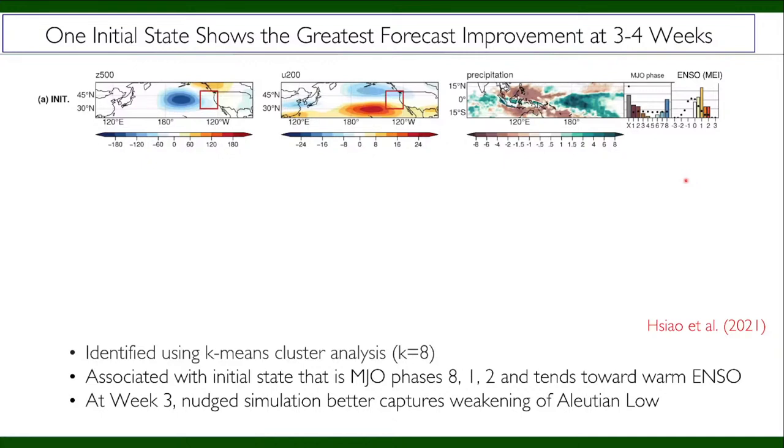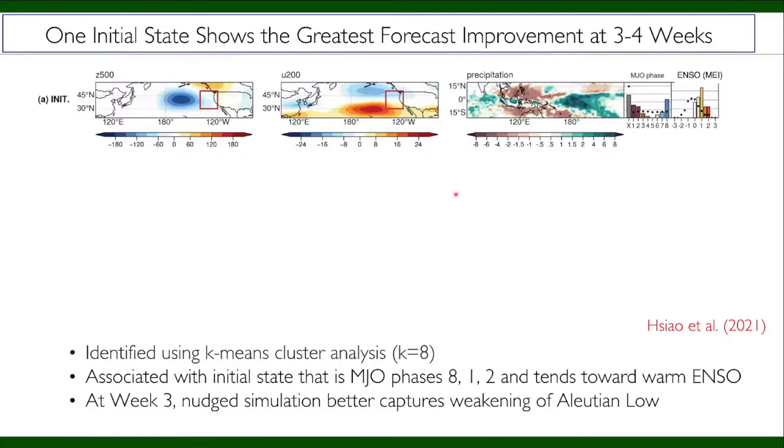And the state defined using cluster analysis that produces the greatest improvement is shown on the top here. It's basically associated with a period when you have precipitation anomalies developing in the Indian Ocean, suppressed convection over the maritime continent, and then enhanced precipitation near the dateline. This projects very strongly onto MJO phases 1, 2, and 8. So it's associated with early MJO phases. And it also tends to be associated with ENSO phases that are not cold, so either neutral or warm. So this is the phase that actually produces the greatest forecast improvements when you nudge.